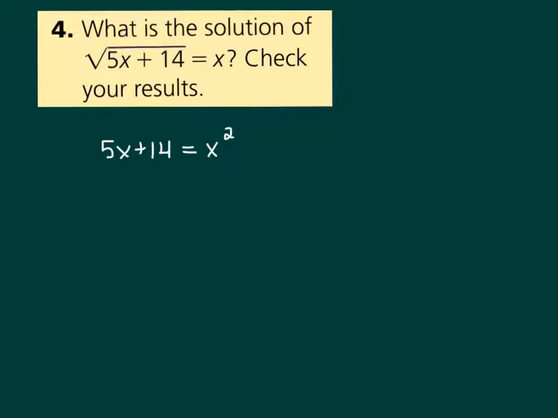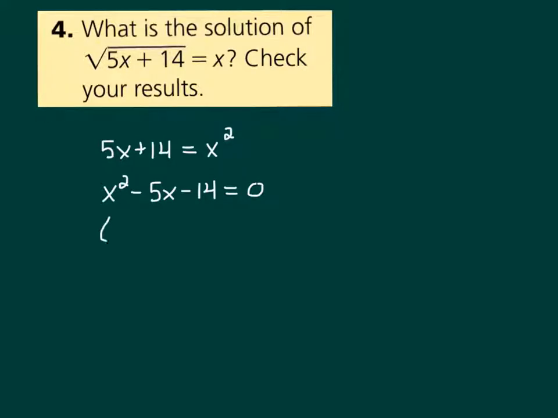Which looks like what type of equation? This is a quadratic equation, so we need to have it set equal to 0. X squared minus 5x minus 14 equals 0. And the best way to solve this quadratic, in my opinion, is to factor it, which means we need two factors of -14 whose sum is -5.